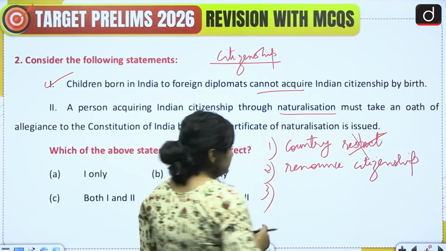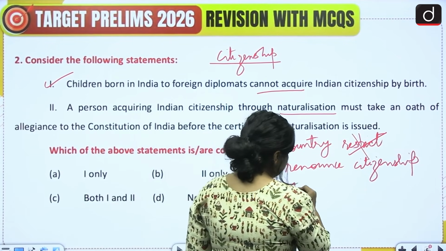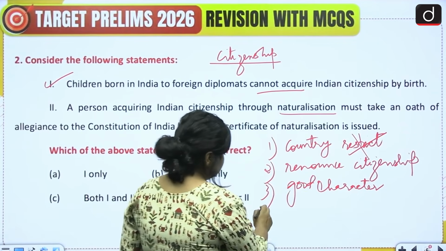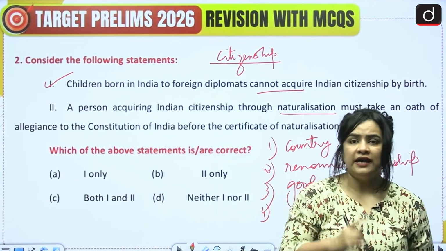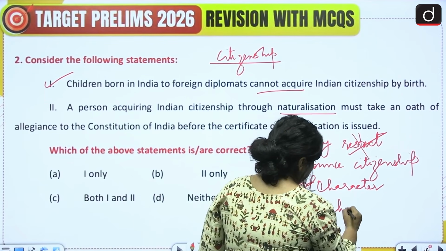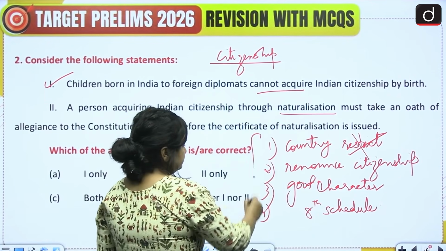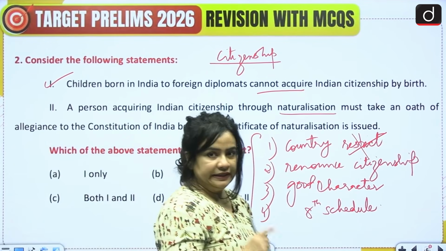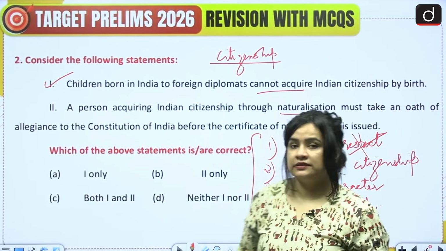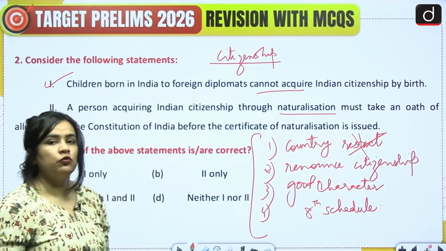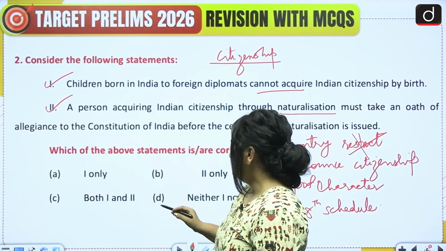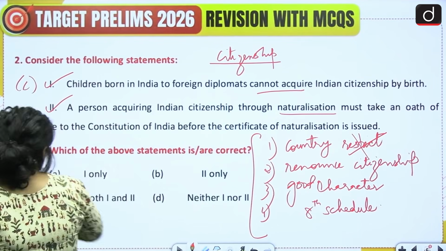The third criteria is that the applicant should have a good moral character. And fourth is that the person should know at least one of the languages included in the 8th schedule of the Indian Constitution. So if these parameters are met, then the person is granted citizenship by naturalization. However, before such a certificate is issued, that person must take an oath of allegiance to the Indian Constitution. So this statement is also accurate. So again, we have option C as the correct answer, both 1 and 2.